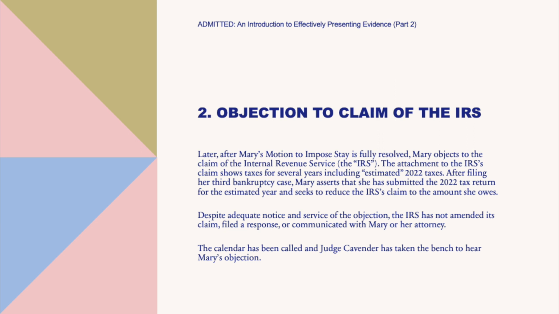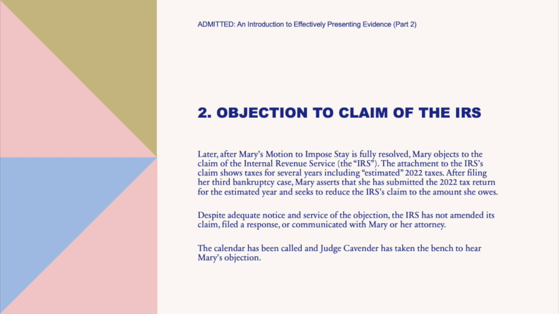This is an objection to a claim filed by the IRS showing in part an unfiled 2022 return with estimated taxes estimated at $2,060. As the pleading states, she has filed that return a couple months ago, showing only $460 are owed for 2022. We're asking that the claim be reduced accordingly.